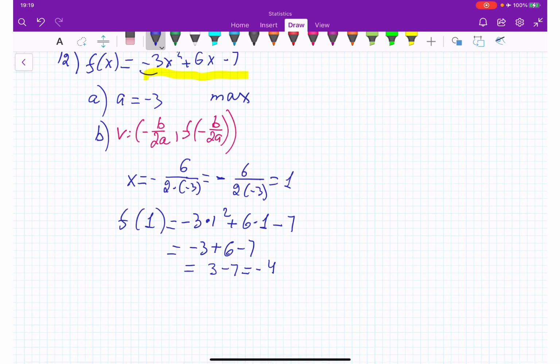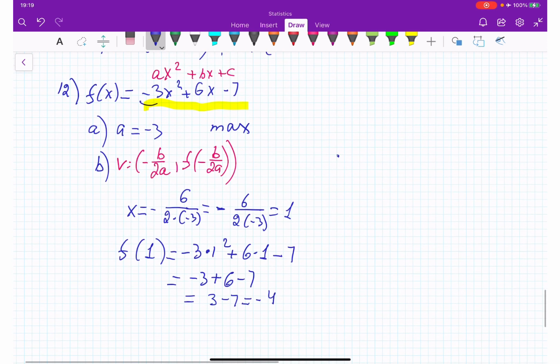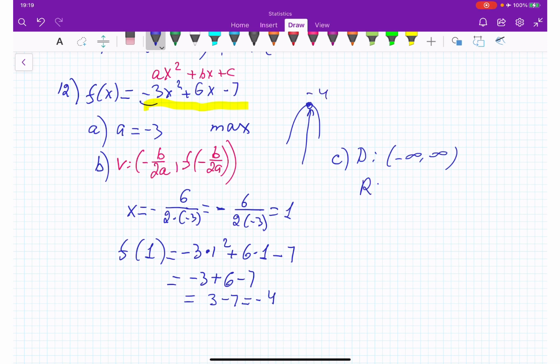And lastly, c, domain, it's going to be -infinity, +infinity. But since we have maximum, what's going to be the range? It's going to come from -infinity and hit the ceiling, which is going to be -4, right? So it's going to be -infinity and coming to -4, which is going to be included. That's why we put square brackets. Okay, last question.